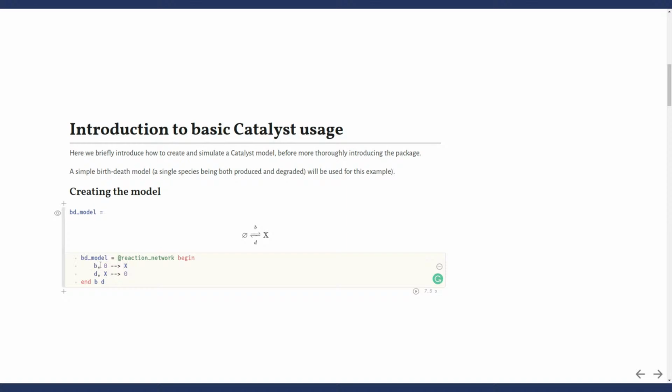some kind of animal. And then we have a birth process where you go from nothing. The 0 denotes the empty set, to you get one species X, and this happens at some rate B. And then you have a death event where you go from having X to having nothing, and this happens at rate D. Then I create this simple birth-death process model, and I save it in the variable bdModel.